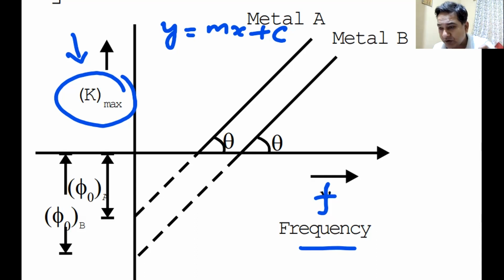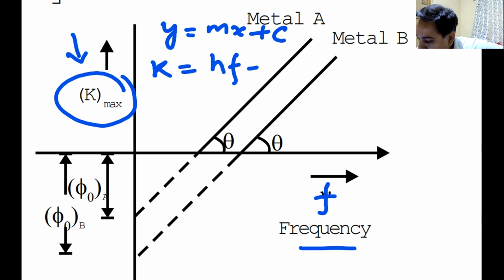Now, instead of y, I am going to write kinetic energy K, because the space is less. So I'll just write K. K stands for kinetic energy, is equal to... Now remember the equation for kinetic energy was hf, so I write hf minus W naught. Do we all see this? So this m, gentlemen, now becomes your h.